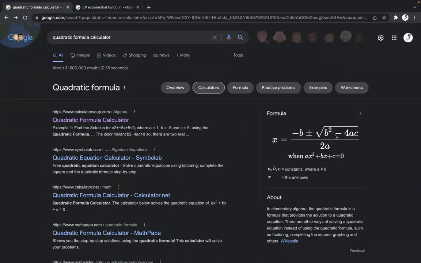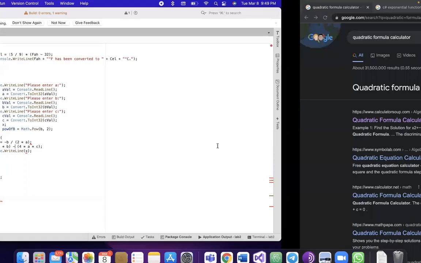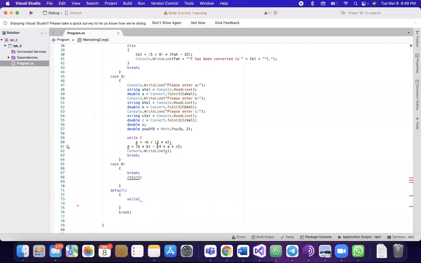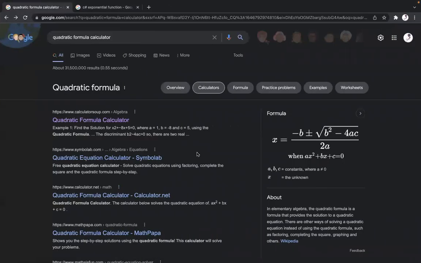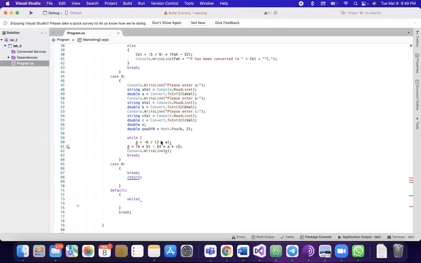Mm-hmm. I'm just asking you, actually, it's right. 4 into A into C. That's what it is, okay. So then the negative sign does not affect how 4 reacts to the other numbers? Nope, because we have to multiply first and then use the negative sign. Okay, so we'll try it out then, because we use BODMAS, right? So multiplication is first and subtraction comes at the end.